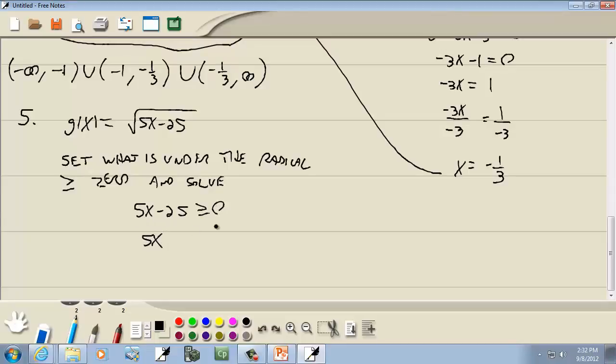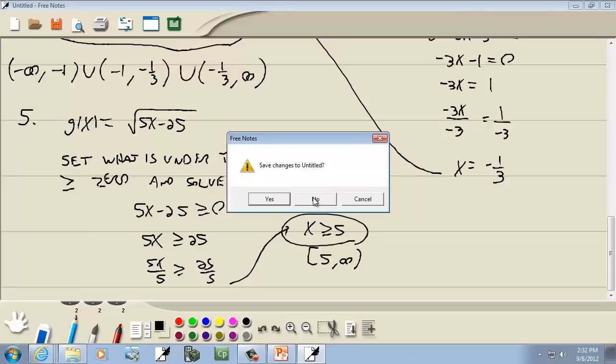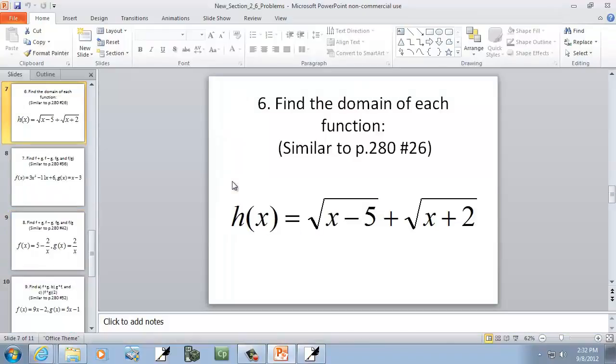Now we're wanting to solve for x, so we'll take a negative 25 over to the right side, becomes a positive 25. Divide both sides by 5. And we end up with x is greater than or equal to 5. Now interval notation wise, that would be bracket 5 comma infinity. And I'm happy with that form, but again, you can do the other one if you wish. Now I've already saved these, so I'm going to go ahead and just start a new page. And let's look at the next problem.